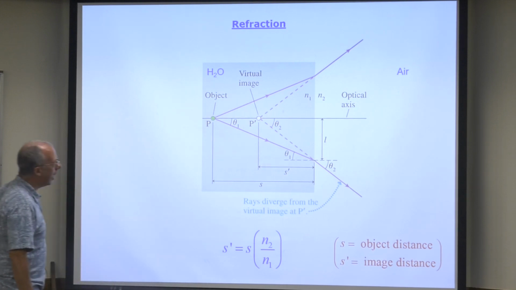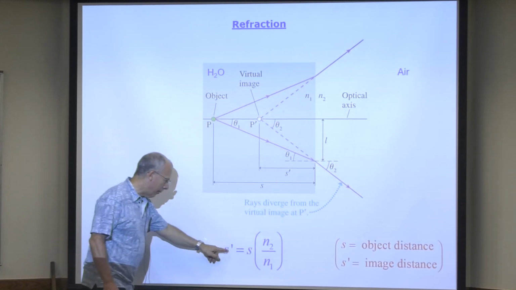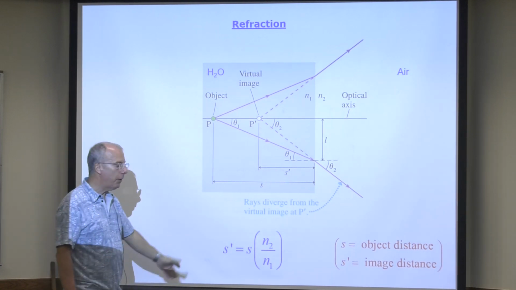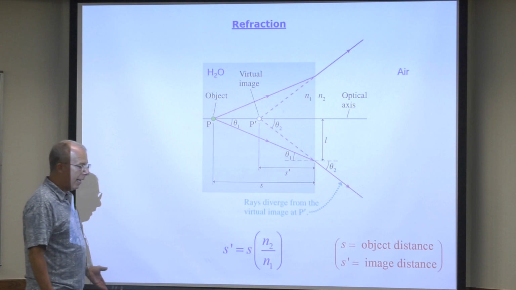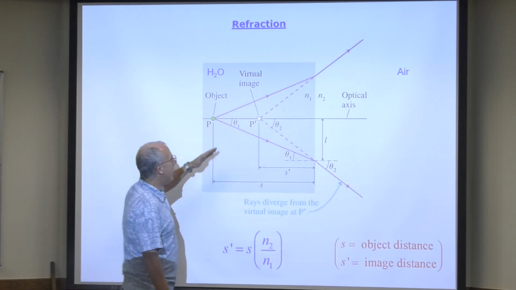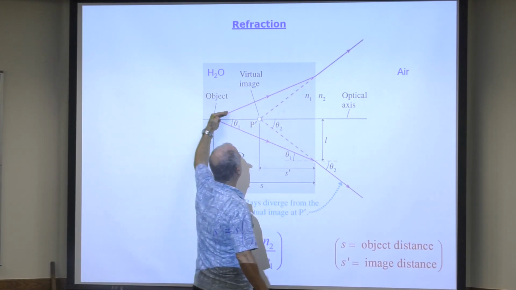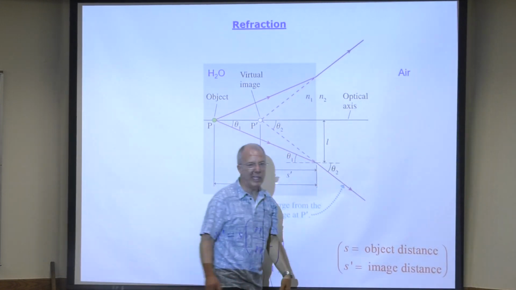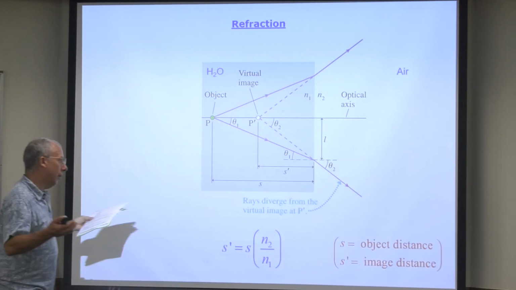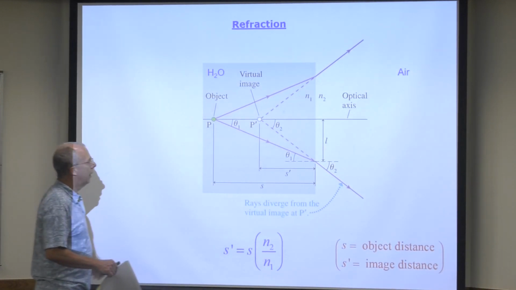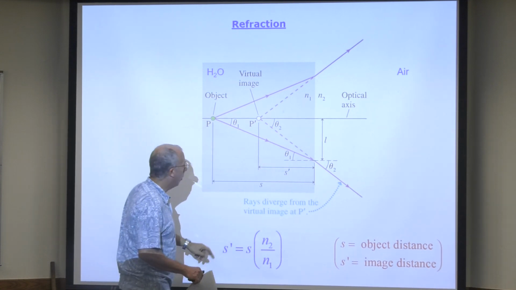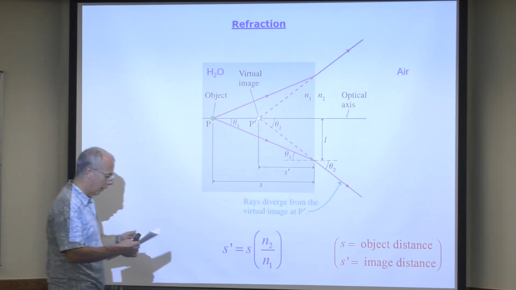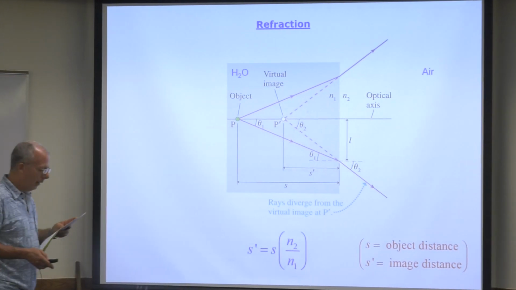And here's a formula. Ta-da! S prime equals S n2 over n1. I mean, it's simple. The only way people get confused is they forget which is the n1 and the n2. So again, this is the incoming, this is the outgoing, so this is the n1, that's the n2. You just got to keep it straight. But also just use your head. Just draw the picture, and you know that S prime has to be smaller than S. So you should be able to figure out which is which.